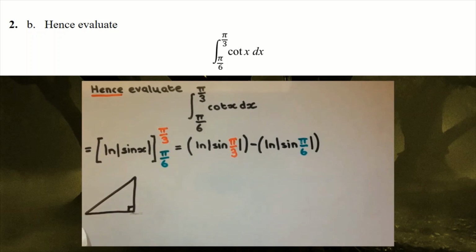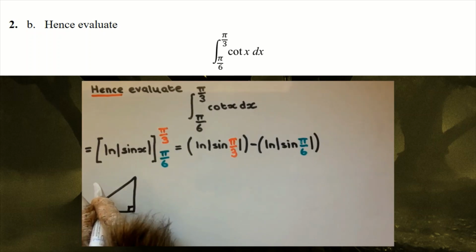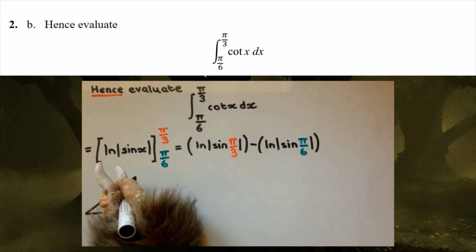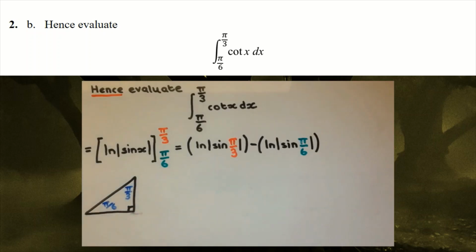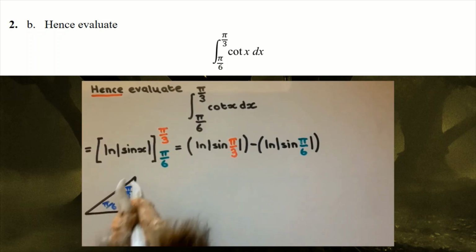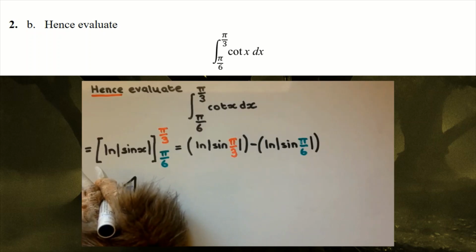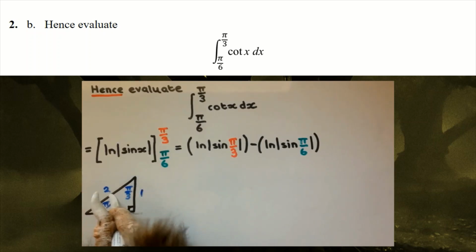So the smaller angle will be pi over 6. I've not drawn this terribly accurately, but it doesn't really matter. So pi over 6 and pi over 3. And then the thing to remember is, because this is the larger angle, this opposite side is going to be larger than this opposite side. So I'm going to go 1, 2, and root 3, which is how to remember it.